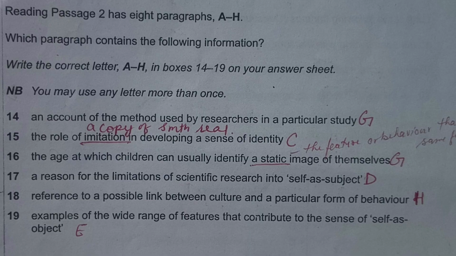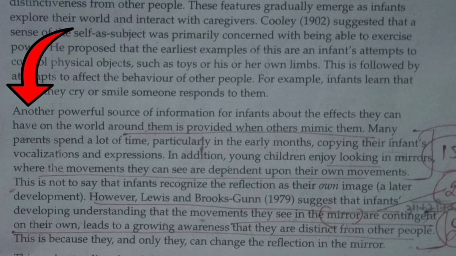Next statement is, the role of imitation in developing a sense of identity. Sense of identity development में imitation मतलब copy करने का क्या मतलब है? This statement has been taken from paragraph C. Let's see in the paragraph. Another powerful source of information for infants about the effects they can have on the world around them is provided when others mimic them. जब और लोग बच्चों को कॉपी करते हैं, many parents spend a lot of time, particularly in the early months, copying their infants' vocalizations and expressions.